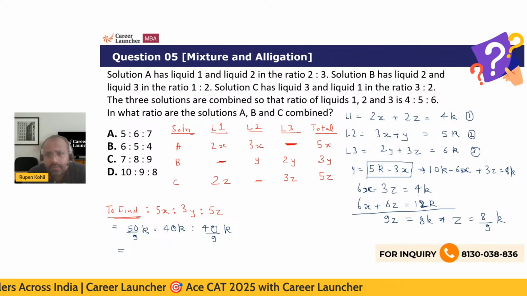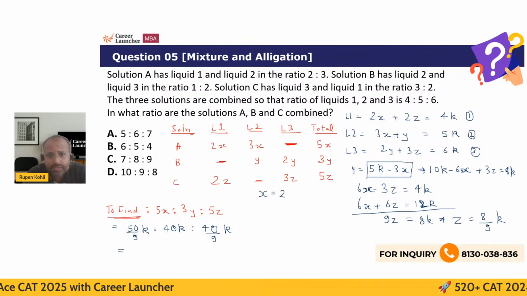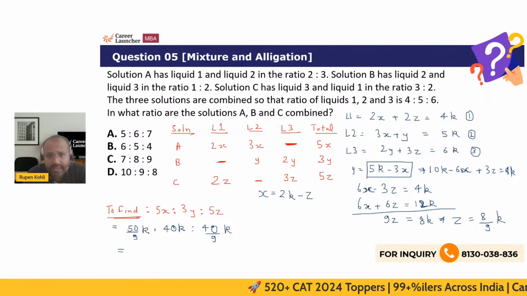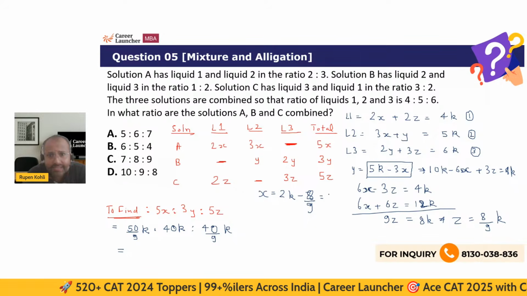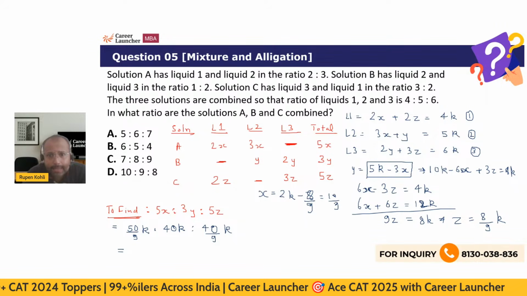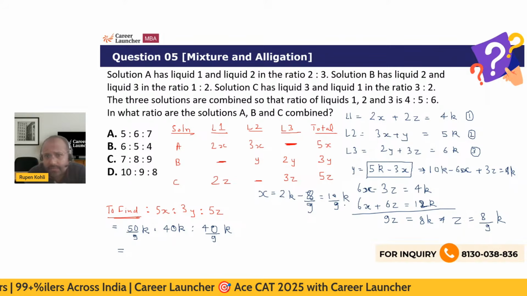So from the first equation, x plus z is 2k. So x is 2k minus z, right? And z is 8 by 9. So 9 into 2, 18 minus 8. This is 10 by 9k, right? X is 10 by 9k, perfect.